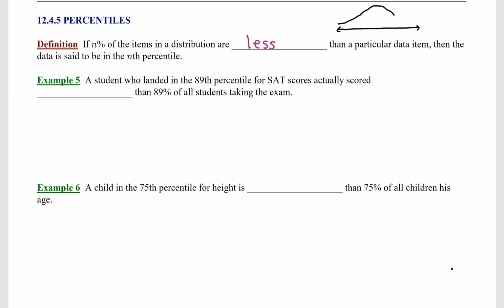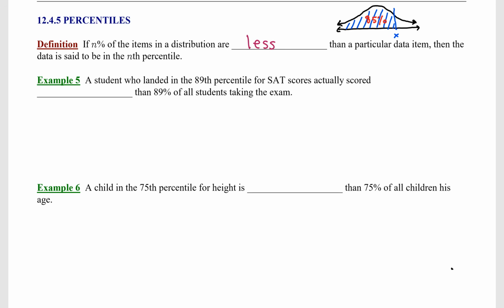We can easily visualize this on a normal distribution or a bell curve. For example, let's suppose that we find a data point on our normal distribution. Let's suppose it lives about right here, and we calculate how much data is less than that particular data item. If, for example, 85% of the data lies below our particular data point, then we say that X is in the 85th percentile. That means it is higher than 85% of the rest of the data in the distribution.